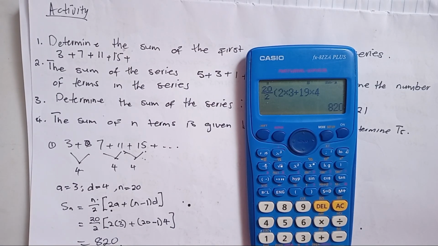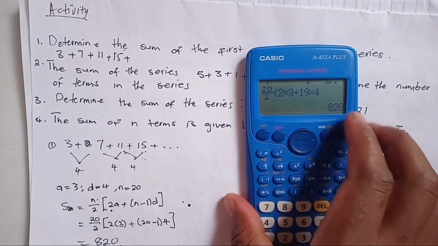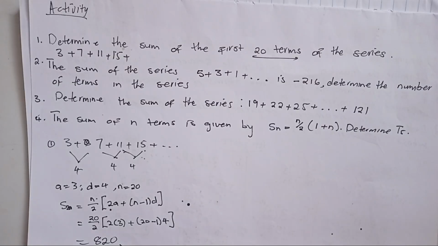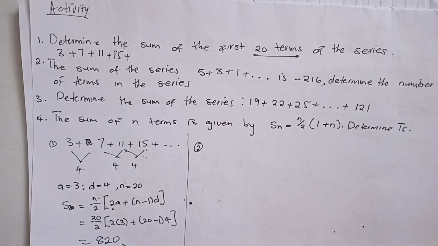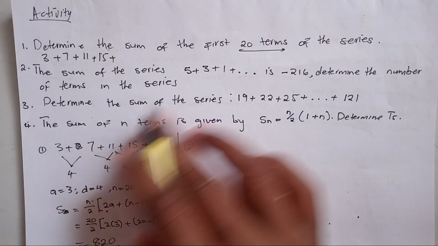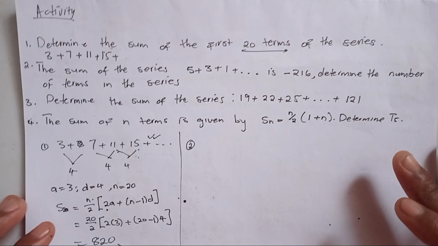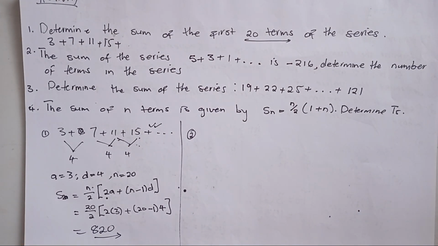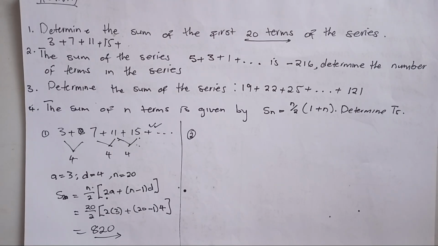820. This is the sum of the first 20 terms. My calculator needs to be safer because it's giving me its own things. Let's forget about the calculator. Back to the lesson. So the sum of the first 20 terms of this pattern is gonna be 820. You can pause the video, try to work on number 2 and see if we will get the same answer. Okay, so let's work on number 2 now.